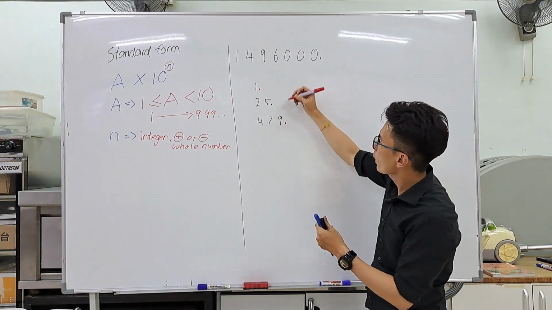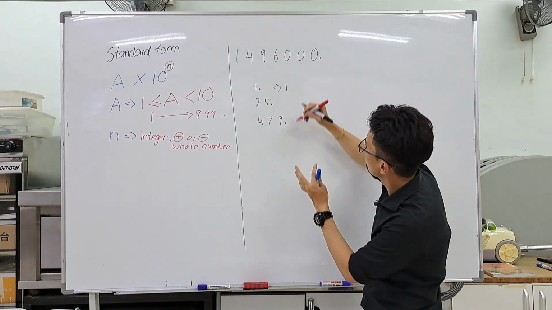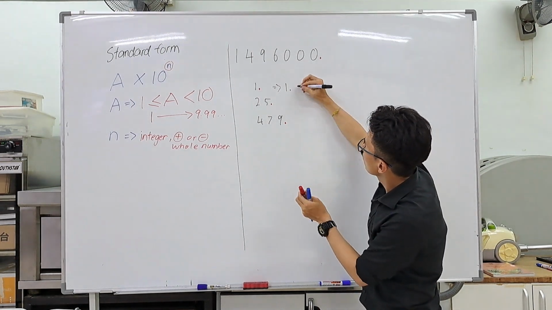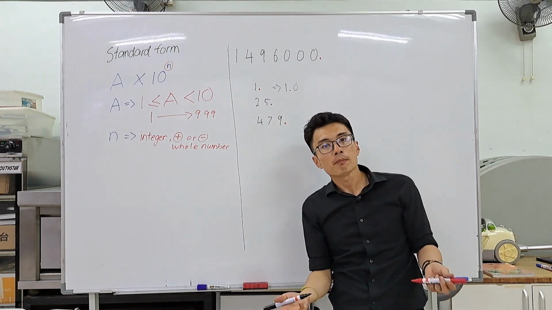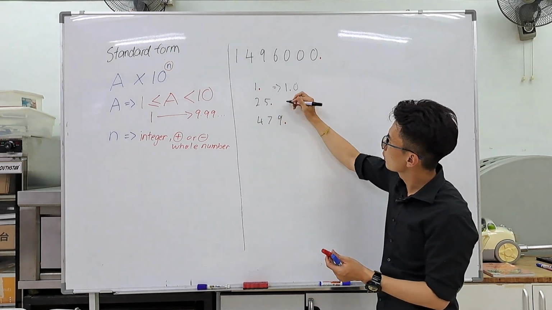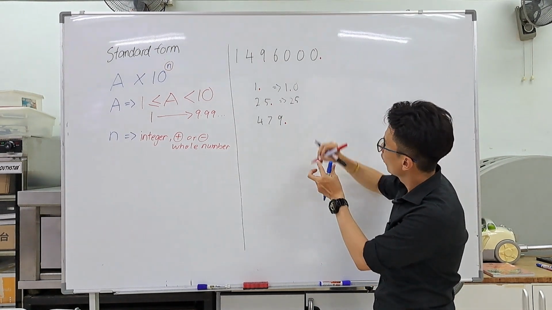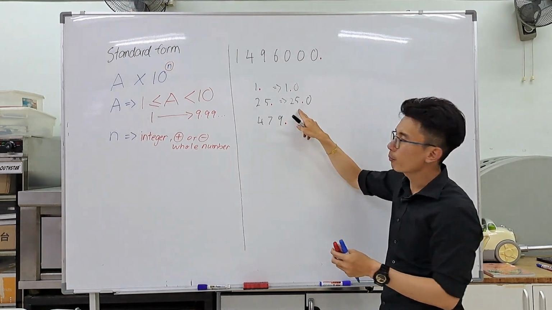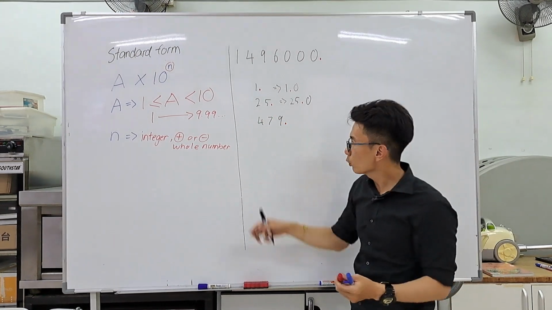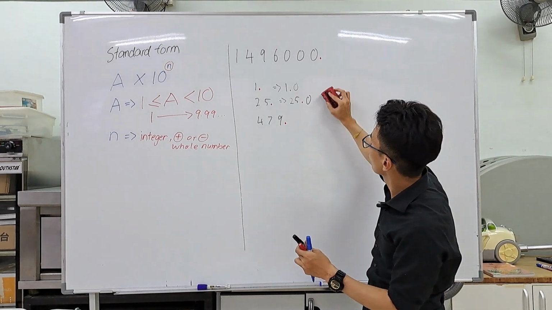Because we can rewrite this as 1.0, and both of these have the same meaning. The same goes for 25, which I can write as 25.0. 25 and 25.0 have the same meaning. So that is where the decimal points are located. Now, why is this important? I'll share in a while.